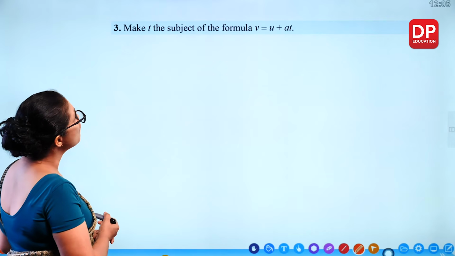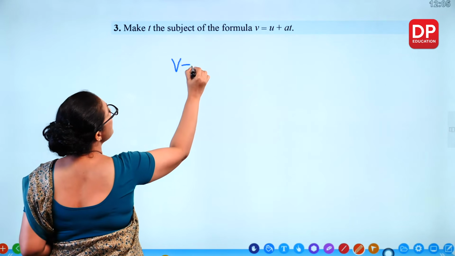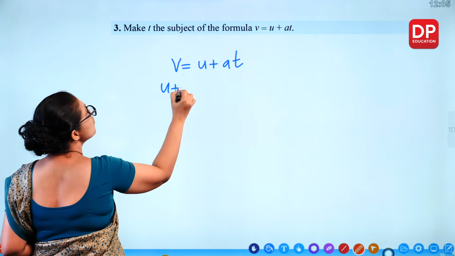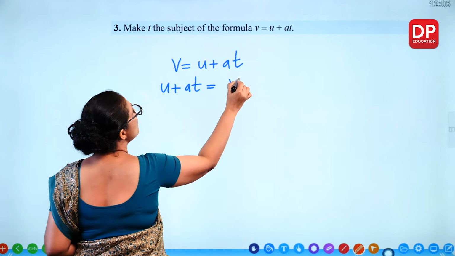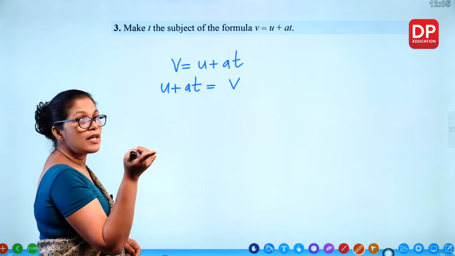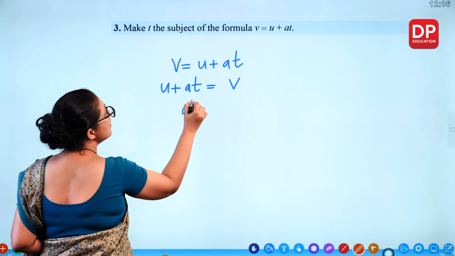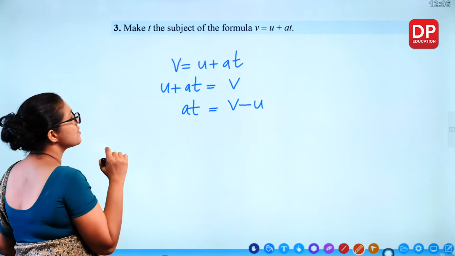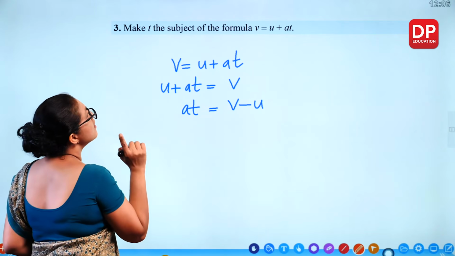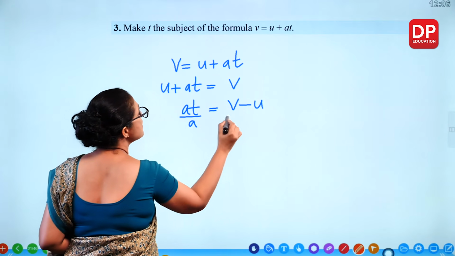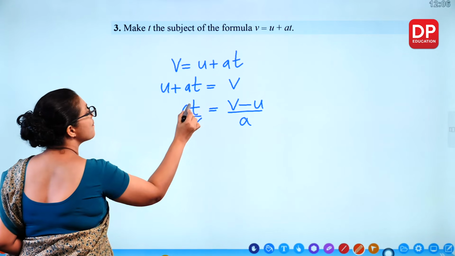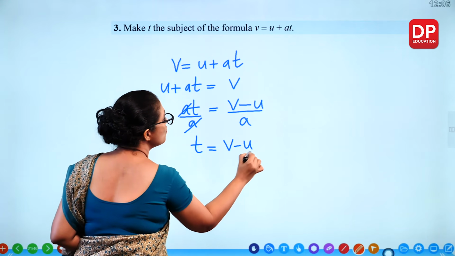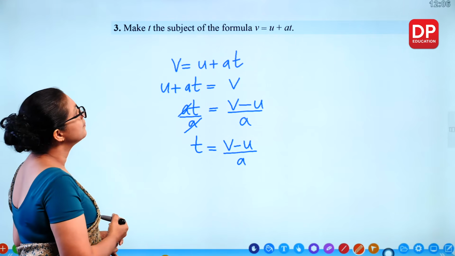Make T the subject of the formula. V equals U plus AT. T is here, so I can rewrite this. U plus AT equals V. Now I need to take U to the other side. U term to the other side means V minus U. Subtract U from both sides. I need T, so divide both sides by A. What do you get? T equals V minus U over A.